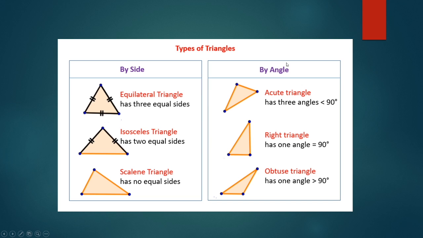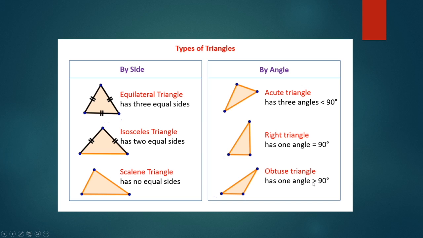Now, depending on the angle, triangles are classified into three types. If all the three angles are acute angles, meaning less than 90 degrees, we call it an acute angle triangle. If one of the angles of the triangle is equal to 90 degrees, we call it a right triangle. If one of the angles is greater than 90 degrees, it is called an obtuse angle triangle.